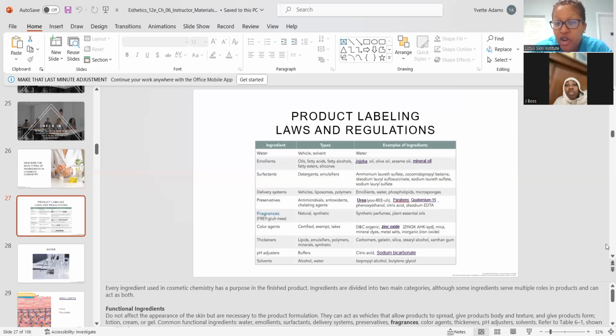So you have examples here. You see these, and this is something to pay attention to when you look at labels on your products at home. Ammonium lauryl sulfate, sodium laureth sulfate, sodium lauryl sulfate. Those are very popular surfactants that you'll see.